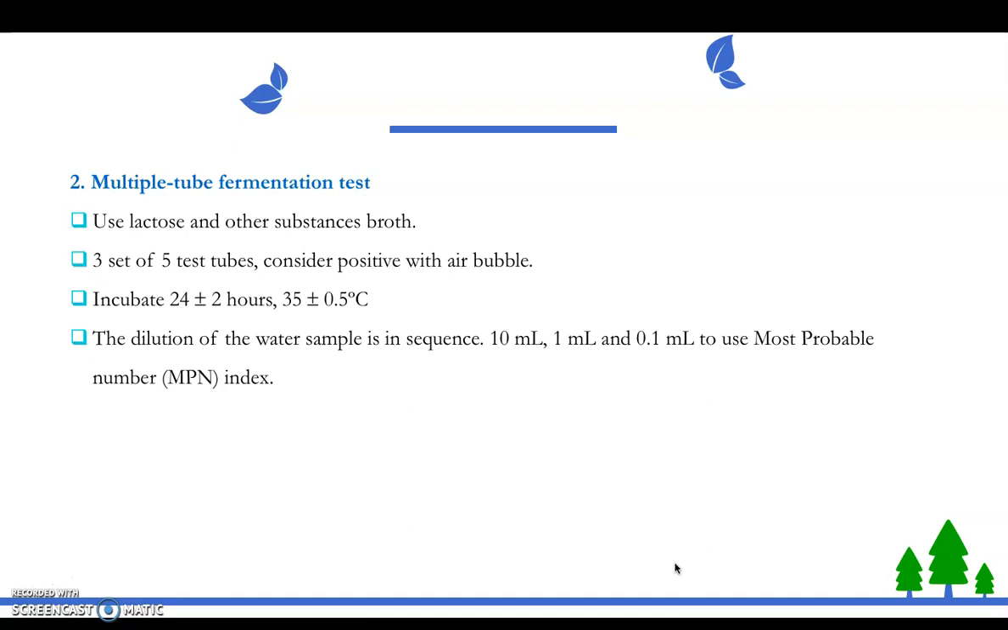This test is done in the lab. They use lactose and other substance broth, and incubate for about 24 hours at 35 degrees C.